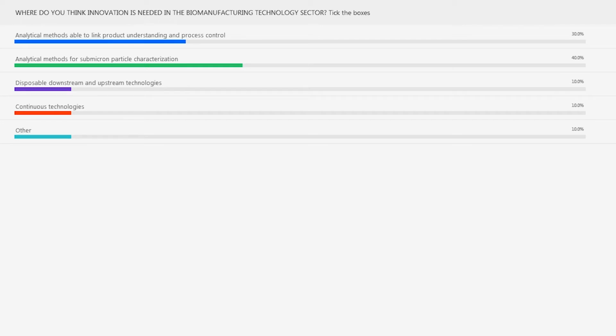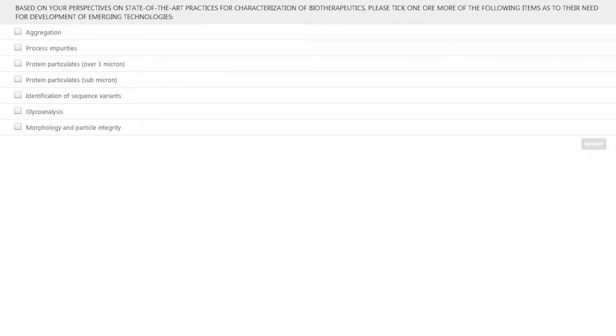Now it's time for the second poll. So the question here is, based on your perspectives on state-of-the-art practices for characterization of biotherapeutics, please tick one or more of the following items as to their need for development of emerging technologies. So aggregation, process impurities, protein particulates over 1 micron, protein particulates submicron, identification of sequence variants, glycoanalysis, morphology, and particle integrity. If you could choose the answers that are relevant to you and click submit.